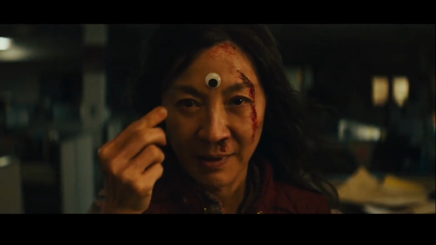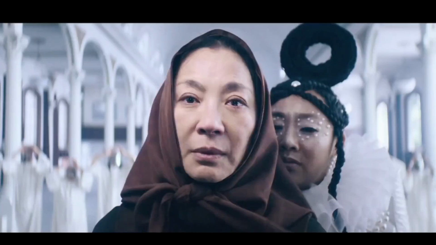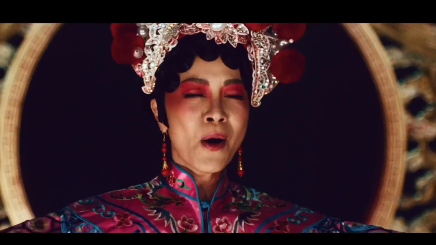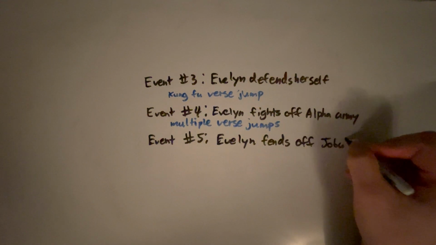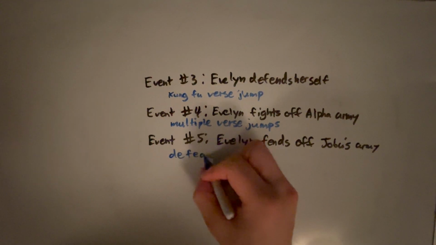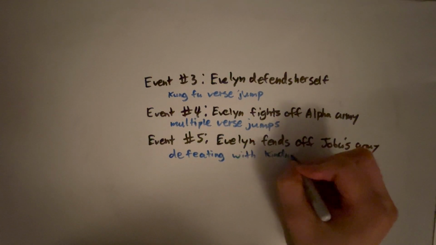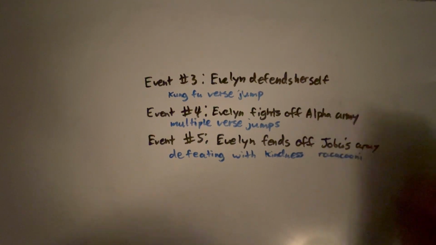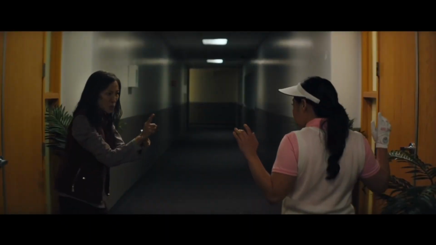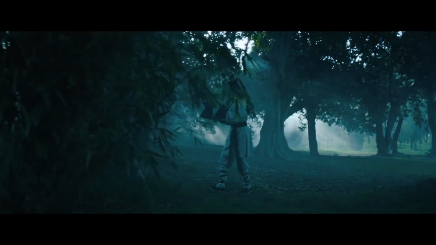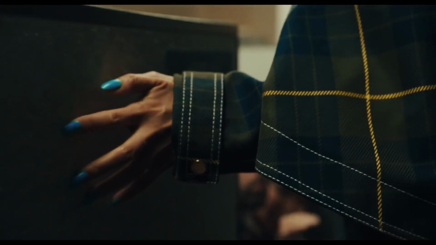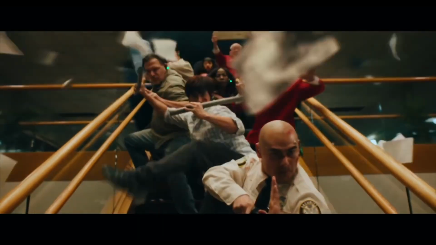With the help of Evelyn, Jobu Topaki manifests the everything bagel into the origin split. Event number 5, Evelyn fends off Jobu's army. Factors include defeating her enemies with kindness and using the Rakakuni die. Evelyn doesn't let Jobu walk into the bagel until a Joy in another universe convinces her to let her go. Jobu ultimately relents, and is saved.